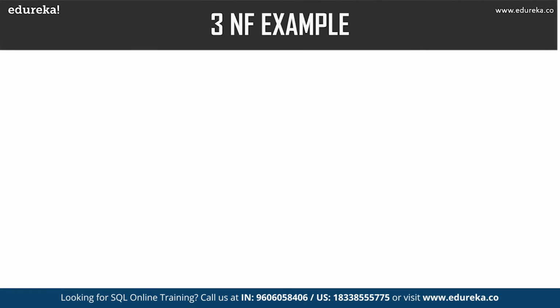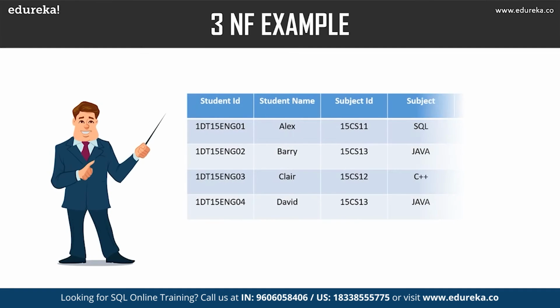Since we have understood the third normal form, let's look at the example table. In the above table, student ID determines subject ID, and subject ID determines subject. Therefore, student ID determines subject via subject ID. This implies that we have a transitive functional dependency, and this table does not satisfy the third normal form.